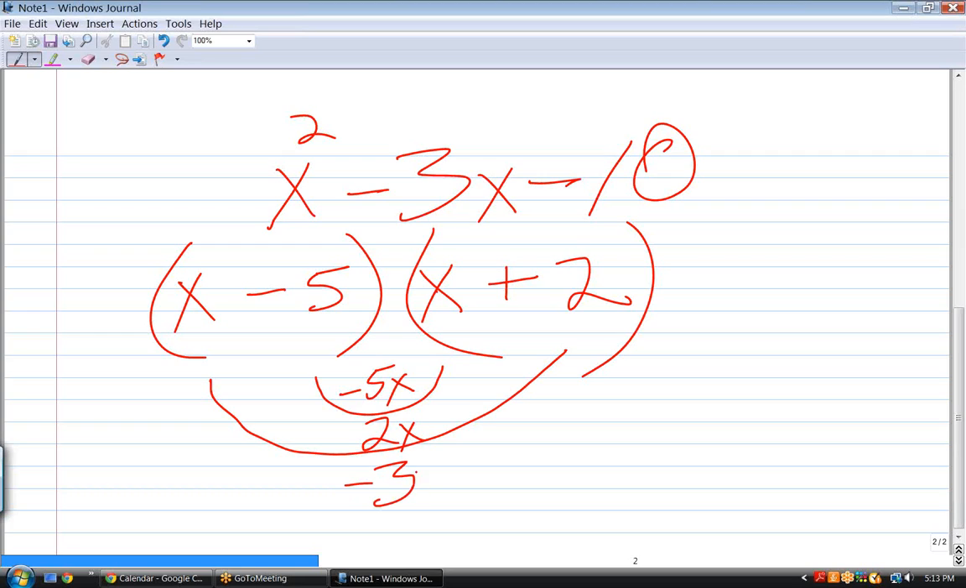Then you get minus 3x. Minus is important. We wouldn't have wanted to get plus 3x. If we'd have gotten plus 3x, then I need to switch these two numbers. I would need to put the 5 with the other sign and the 2 with the negative.